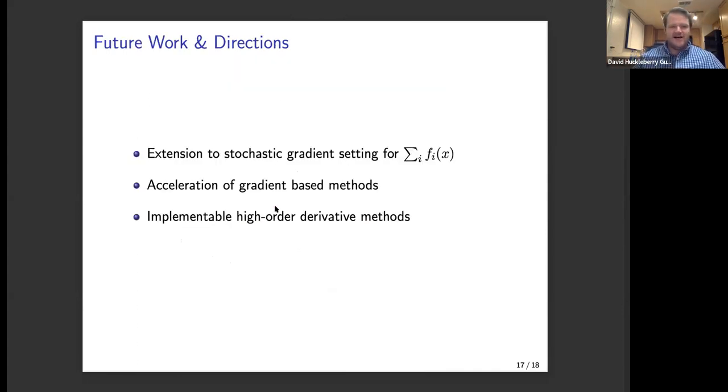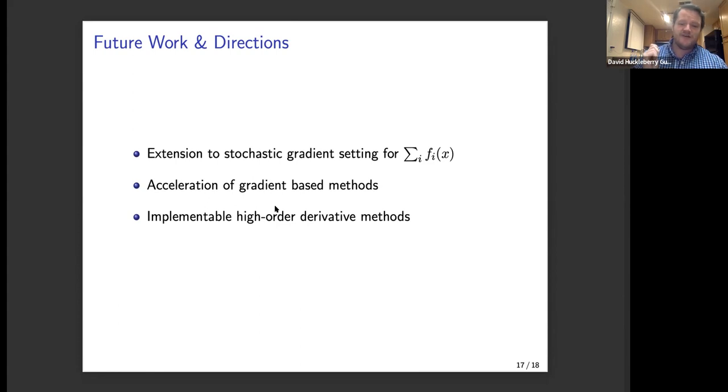So finally, some future work and directions. Clearly, everything that I've talked about really only applies in a deterministic setting. There isn't anything for stochastic optimization. That's one of the future directions. The next question is acceleration of gradient-based methods on Riemannian manifolds. We know very recently, I think as recently as this last week, that acceleration in its full form is actually not feasible on a Riemannian manifold. So there's the question of how you actually hit the optimal rate and what that optimal rate is.